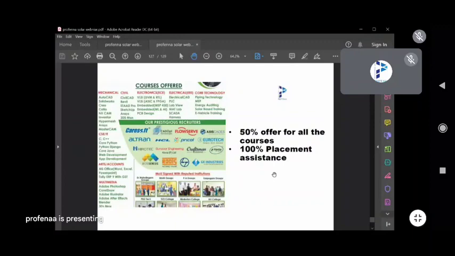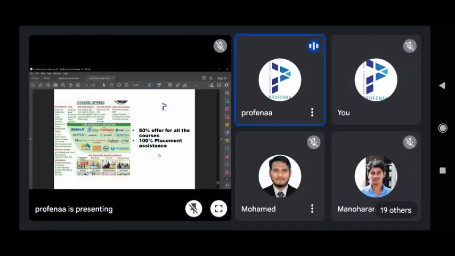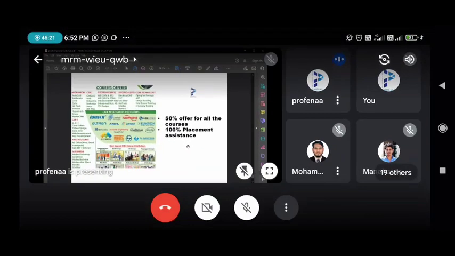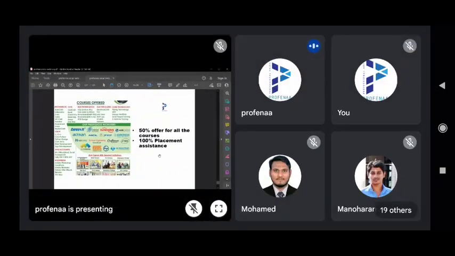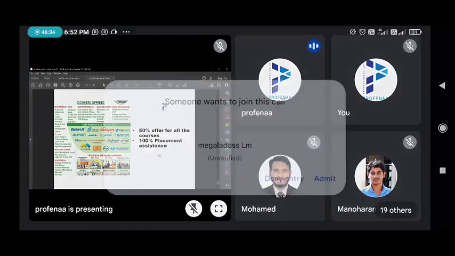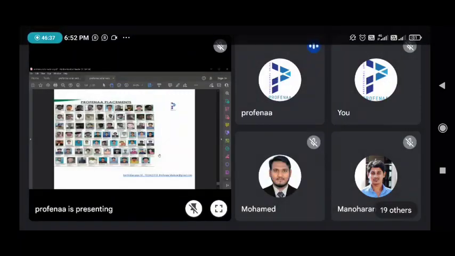We are providing a 50% offer on all the courses. Profenaa Technology started from Coimbatore, and almost 70% of students we give placement offers, with 100% placement assistance provided. Many are working abroad, especially in UAE, Singapore, Abu Dhabi, South Africa and Saudi Arabia. Many countries they are using. They learned from online courses also, sir. These are the Profenaa placements, sir.